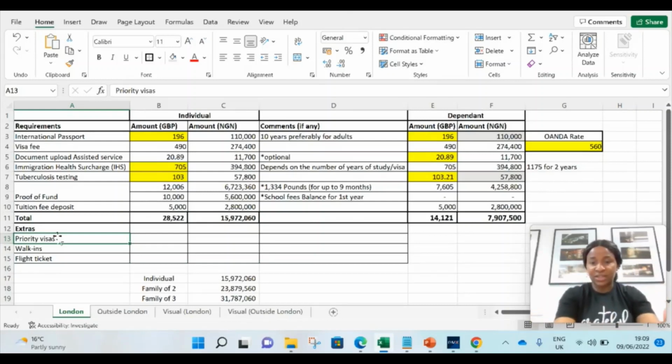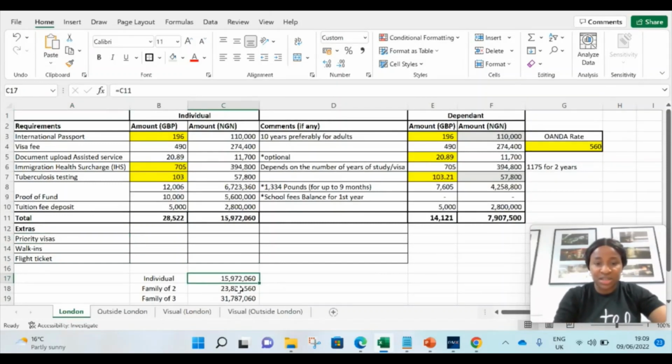They are outside of this calculation. Okay, so this amount is for an individual. I tried to create a quick chart to explain. So the individual amount is equal to this. This is the amount you need for a dependent. Similar thing if you need to get a passport and all, if you need to do your assisted service. If not, you remove it.